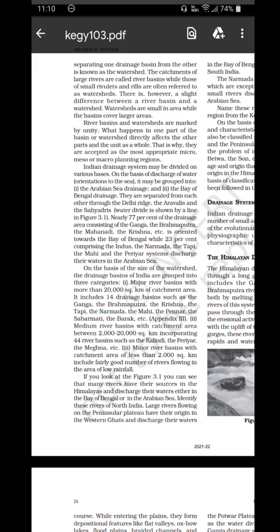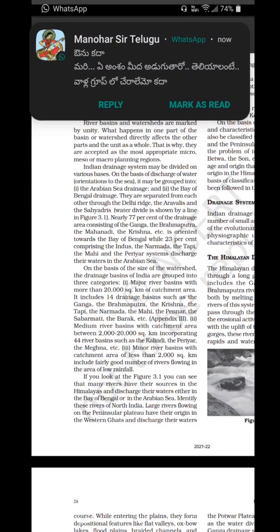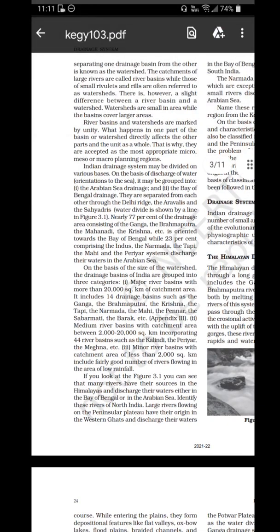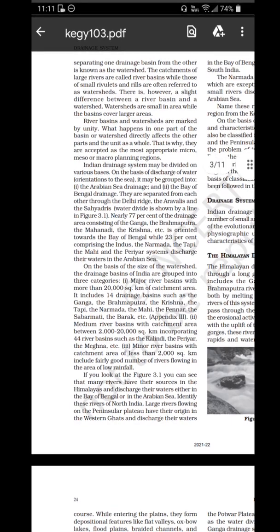If you look at figure 3.1, you can see that many rivers have their sources in the Himalayas and discharge their waters either in the Bay of Bengal or in the Arabian Sea. Identify these rivers of North India. Large rivers flowing on the Peninsular Plateau have their origin in the Western Ghats and discharge their waters in the Bay of Bengal.